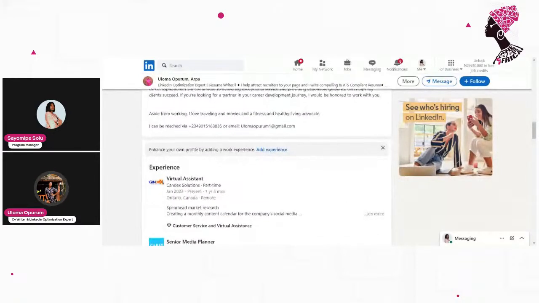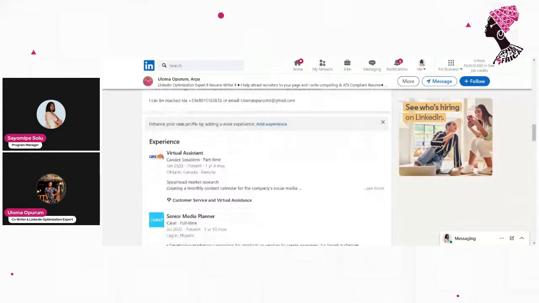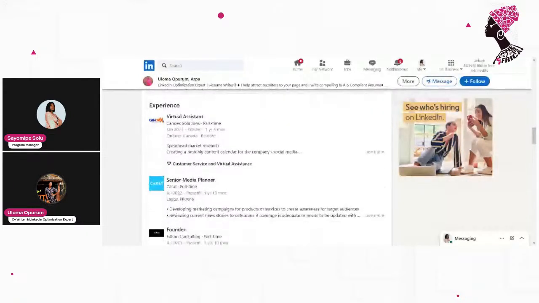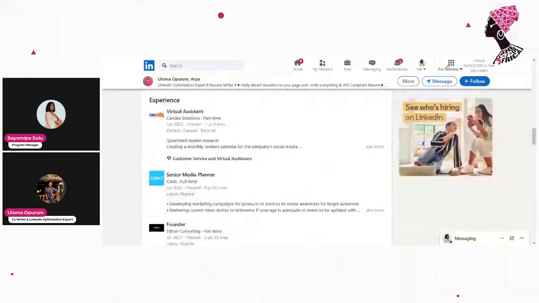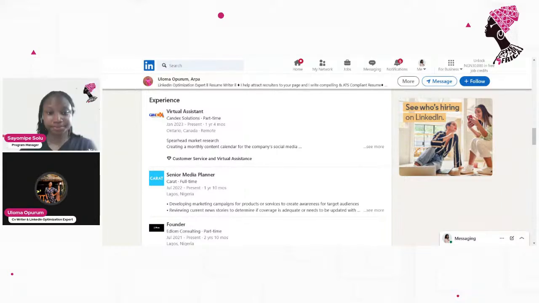Now, on the experience section, I've seen a lot of people just put their experience without writing the job description. This is not advisable. It is very important for you to put the job description because there are also keywords in that job description that may be captured if someone is searching for your profile. So please, if you have your experience written on your LinkedIn and you don't have the job description written, please go back and put them. It is very, very, very important.